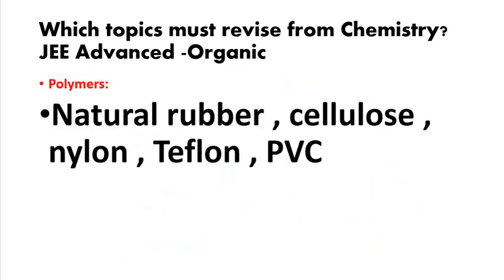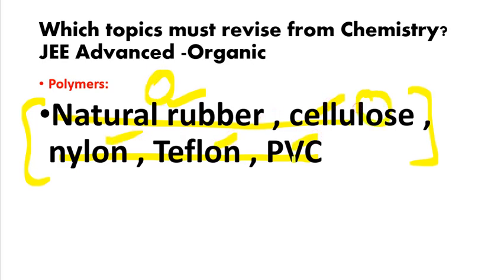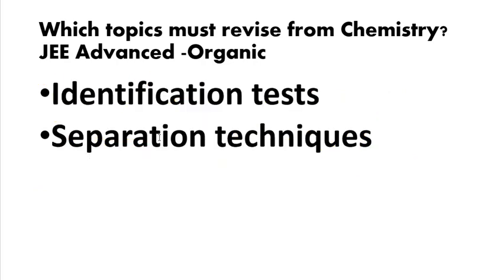And next, polymers. Here we have simply mentioned these important ones: natural rubber, cellulose, nylon, Teflon, and PVC. Don't look at any other polymers. Just focus on these five. Just look at their physical and chemical properties and their structures. So that's it from polymers.